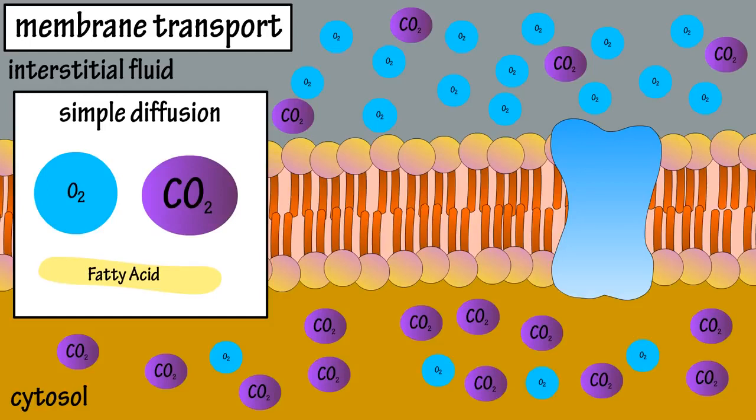So if there's a higher concentration of oxygen, O2, molecules outside of a cell, they can move down the concentration gradient, across the membrane without assistance, and into the cell as long as the concentration gradient exists. And if there's a higher concentration of carbon dioxide, CO2, molecules inside a cell, they can move across the membrane without assistance, out of the cell into the interstitial fluid. So again, simple diffusion is when nonpolar molecules pass directly through a membrane.